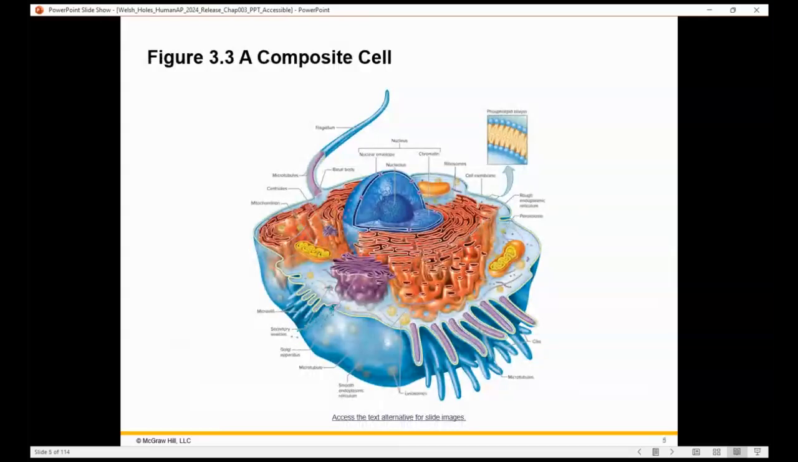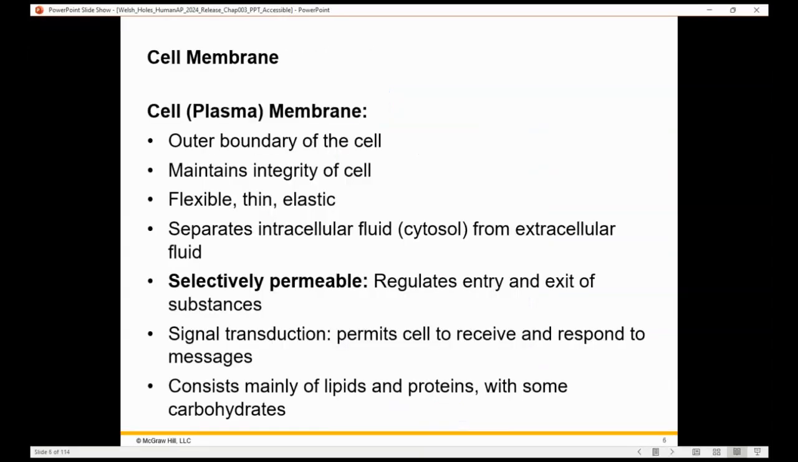Okay, and this is kind of the basic composite cell we usually show students when we talk about cells. Now, specifically, this is an animal type cell. And we're going to go through each of these types of organelles. But this is the image I would start working with if I were you in memorizing the parts. You're also going to have to know the functions of each of these organelles, which we will go through.